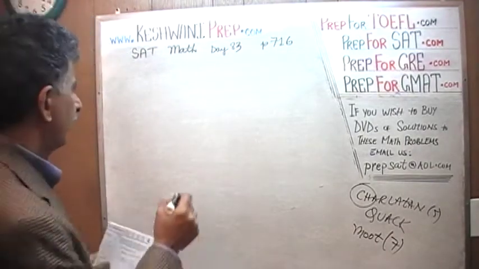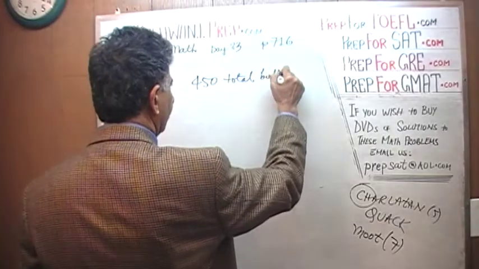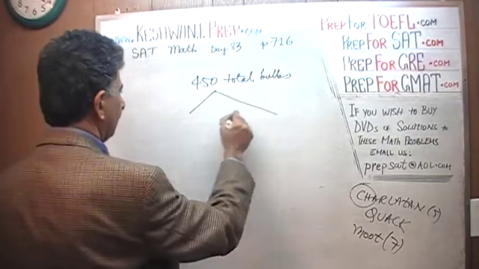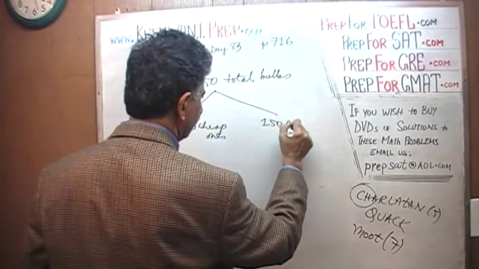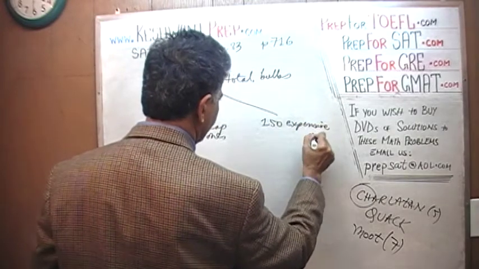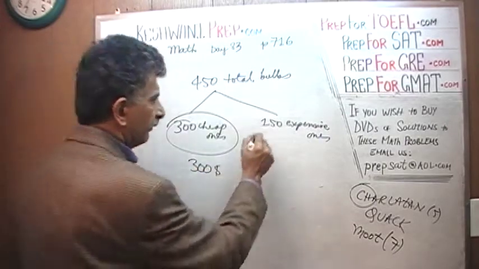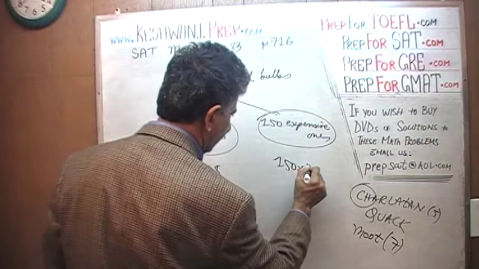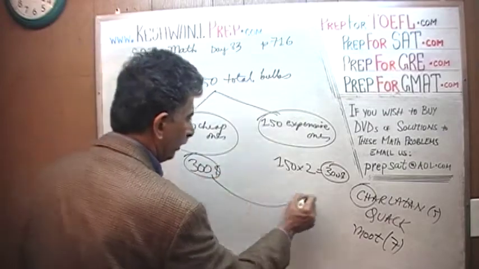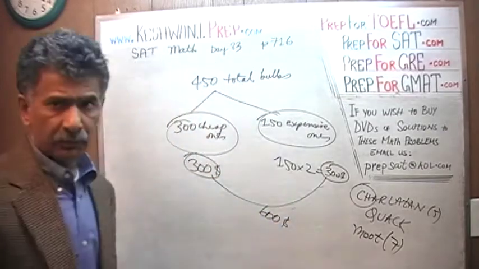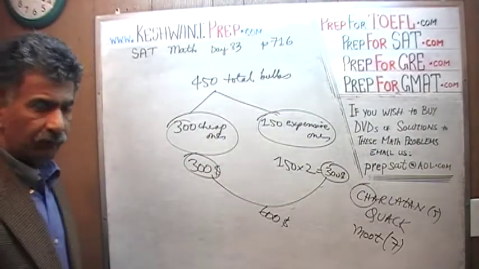And how does it break up? Very easy, very simple. We must have bought 300 cheap ones and 150 expensive ones. 300 cheap ones will cost $300 and 150 expensive ones will cost 150 times 2, or another $300, for a grand total of $600, which is what we were told that the school spent. The school spent a total of $600, and that's what they bought. They bought a total of 450 bulbs.